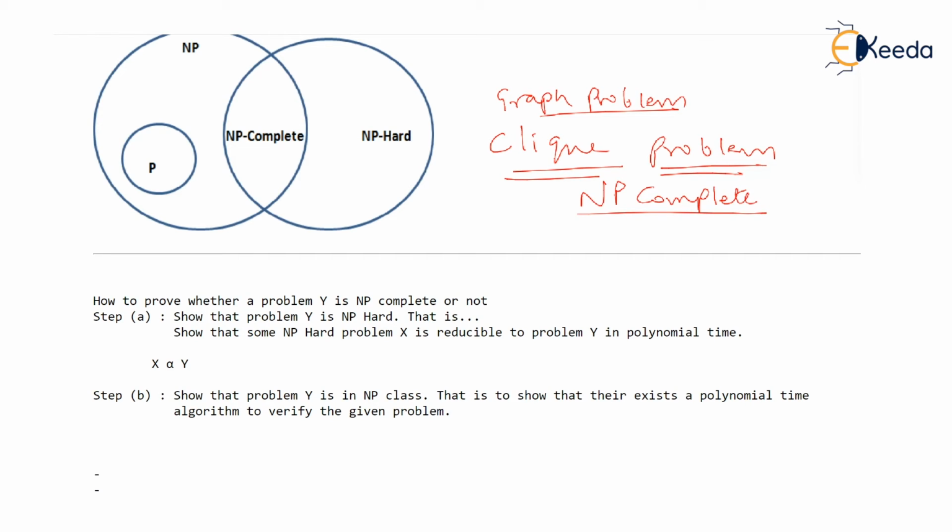Then what we will do is take some existing NP hard problem and convert it into the clique problem. And we will try to find out whether there is any polynomial time algorithm for verification of the clique problem. If we do that, then we have proved that clique is also in NP. Then it is both NP hard and in NP. After proving these two, we will have proved that the clique problem is NP complete. And many such examples we would like to see.